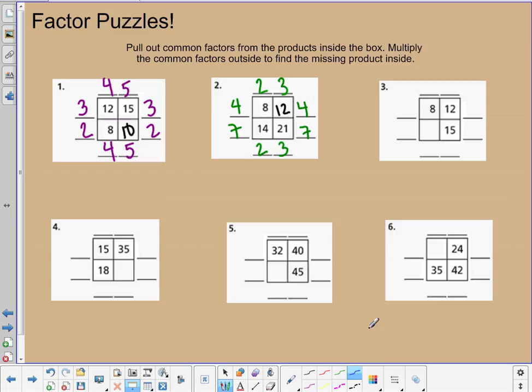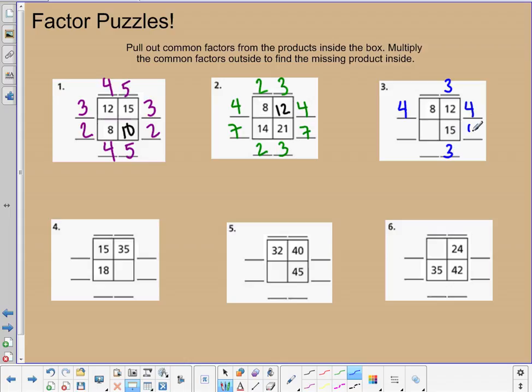Number 3, GCF from 8 and 12 is 4. Remember to look for the greatest common factor, not just any old common factor, because you can also take a 2 out of 8 and 12, but you want the greatest one, which is 4. Then GCF of 12 and 15 is 3. And you can check 3 times 4 does give you the 12 that's inside, so you know you're on the right track.